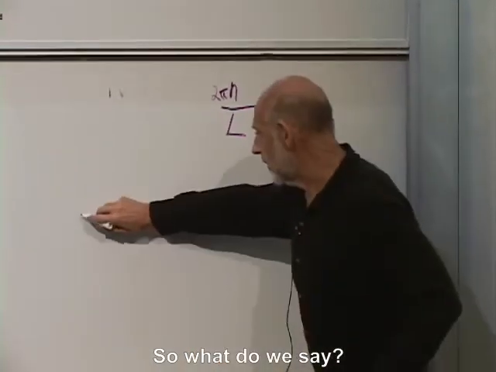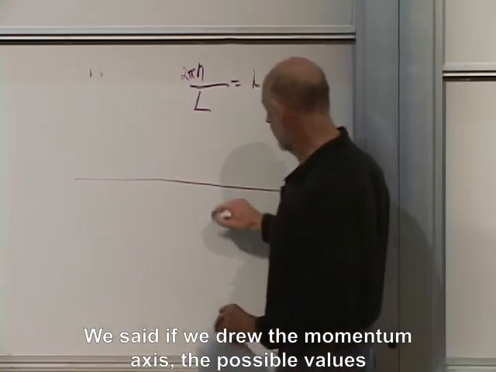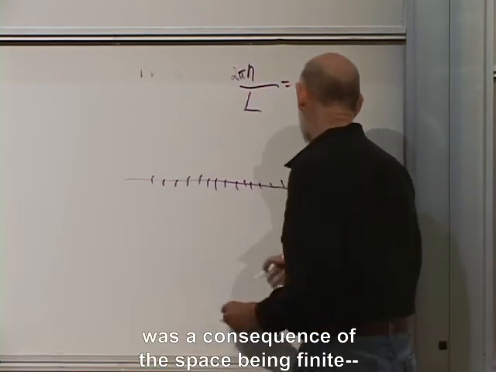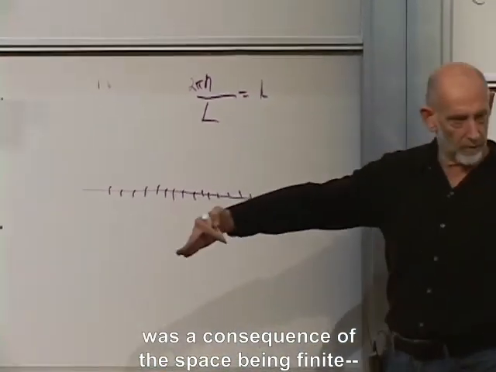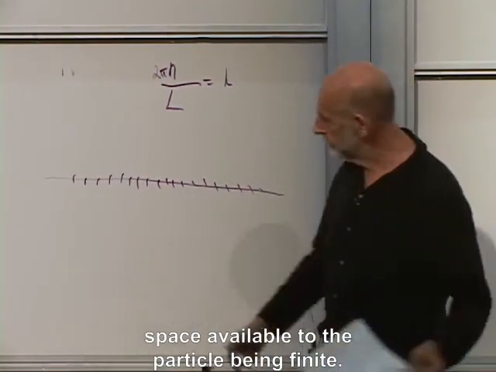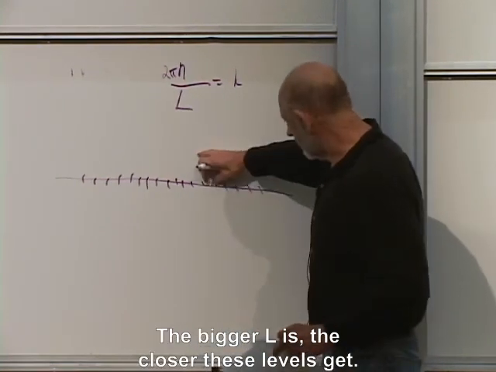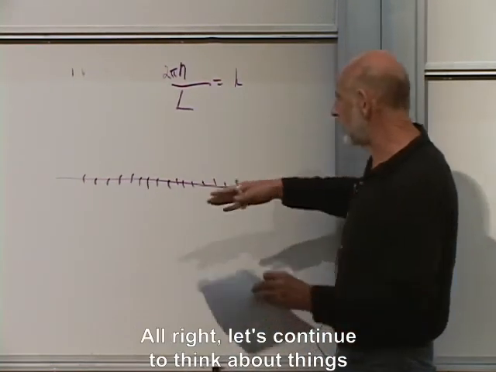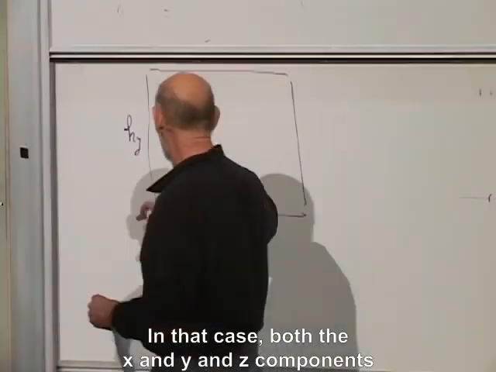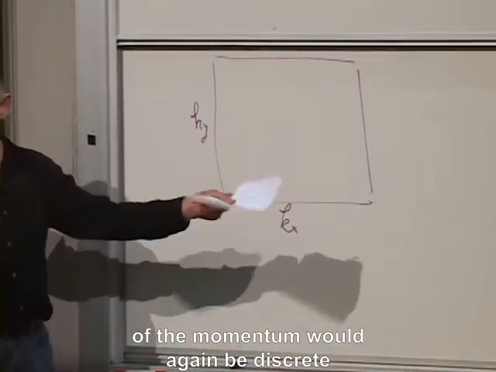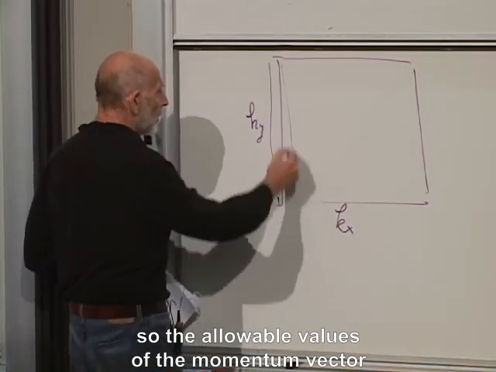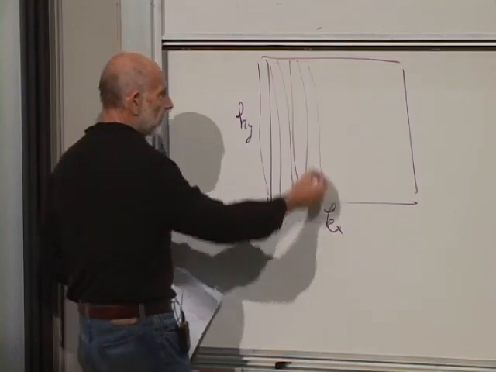So what did we say? We said if we drew the momentum axis, the possible values of momenta were discrete. And that was a consequence of the space available to the particle being finite. The bigger L is, the closer these levels get. All right, let's continue to think about things confined in a finite volume. In that case, the x, y and z components of the momentum would again be discrete. So the allowable values of the momentum vector would form a lattice.